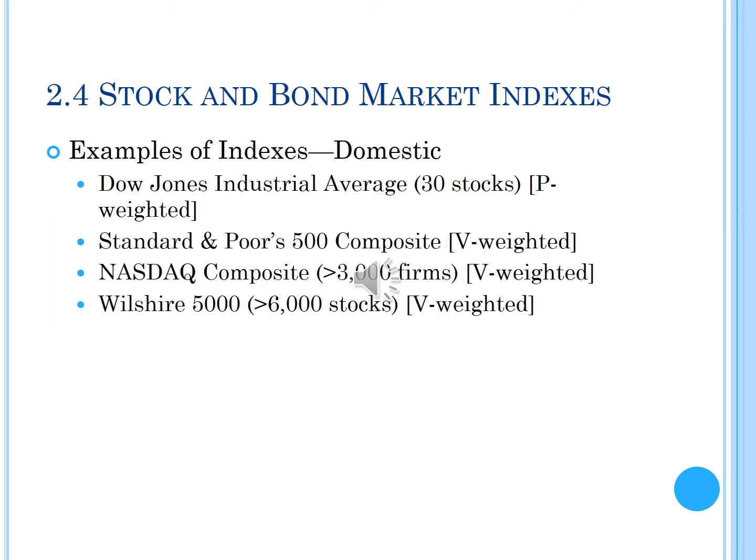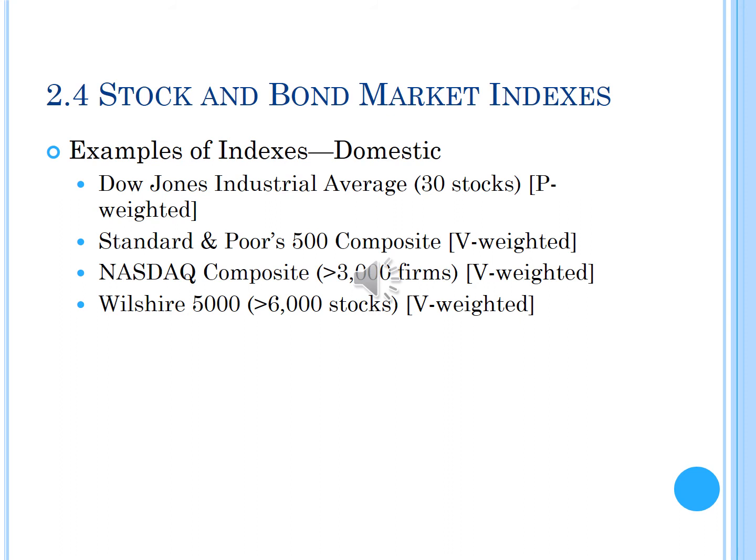Here you could see a few examples of domestic indices in the United States. These four are probably the most widely known indices globally. The first one is the Dow Jones Industrial Average, one of the oldest indices in the world. It contains 30 blue chip stocks in the United States. This one is a price weighted index.